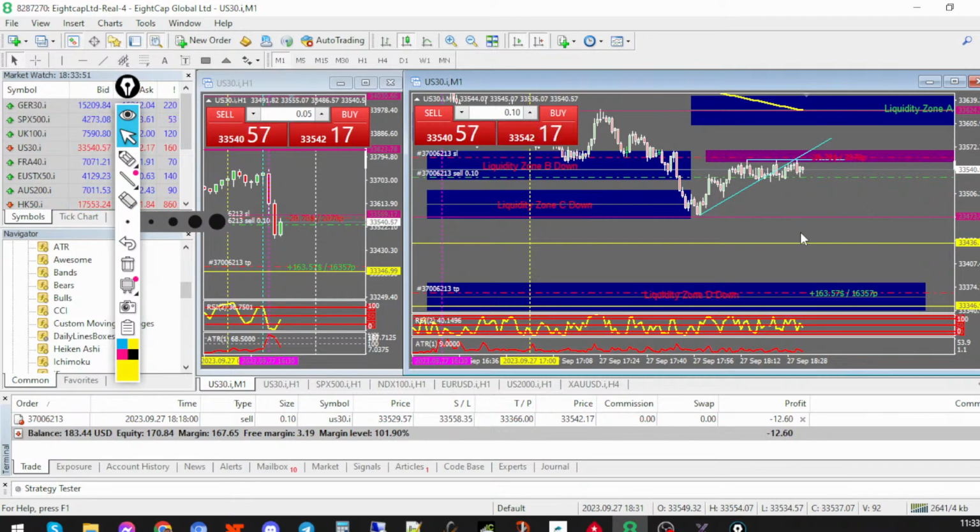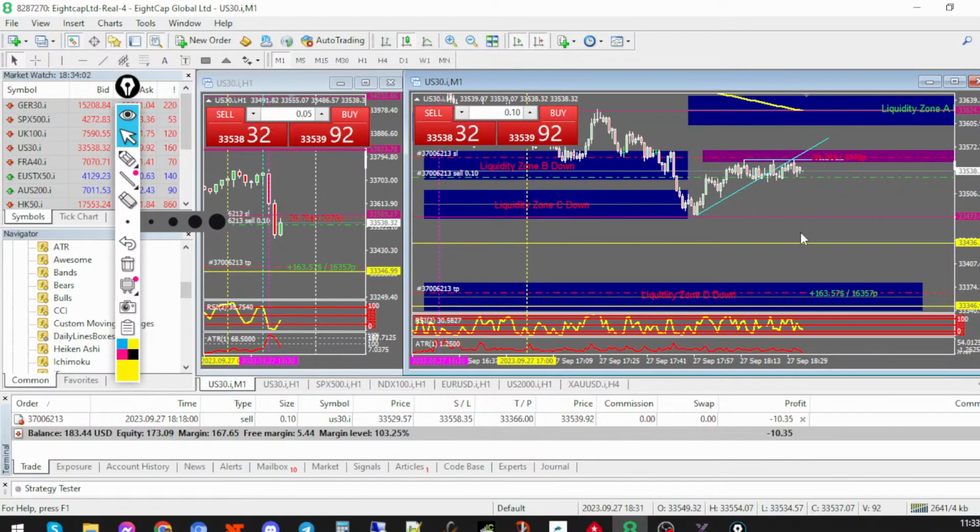My entries are on the 1 minute candlestick chart. Between 1 minute and 5 minutes, that's where I take my entries. I draw my trend lines. I prefer to take my entries on the 1 minute, especially when you're looking to enter off these corrections to catch the continuation.